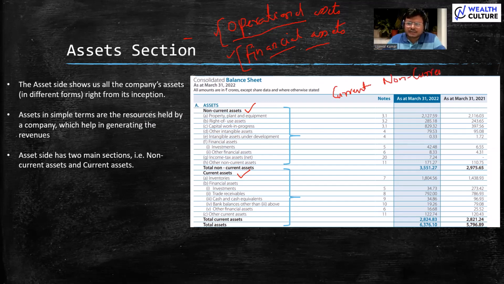So again, here anything that is ours, which has a life of less than 365 days is current. Anything which has more than 365 days is non-current, right? So that's broadly the structure of the assets. These are all items that we own or have control over, or somebody owes that monies to us, right?